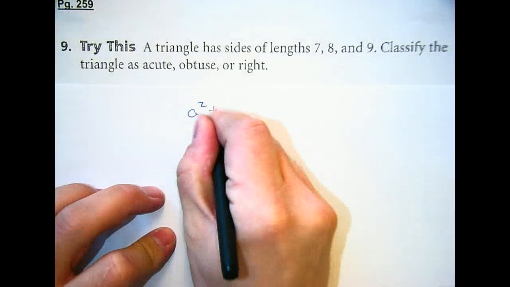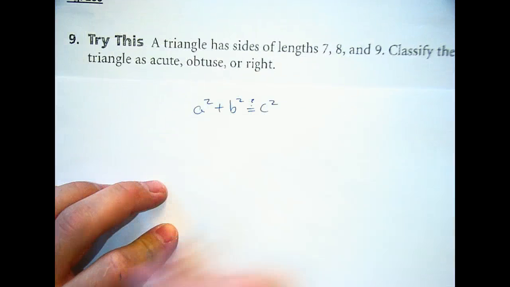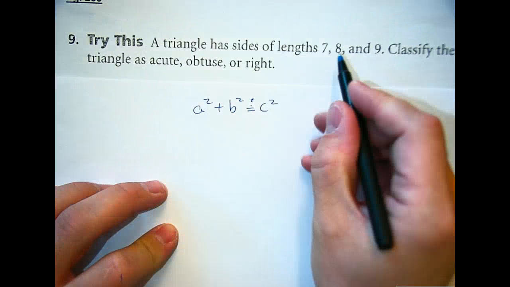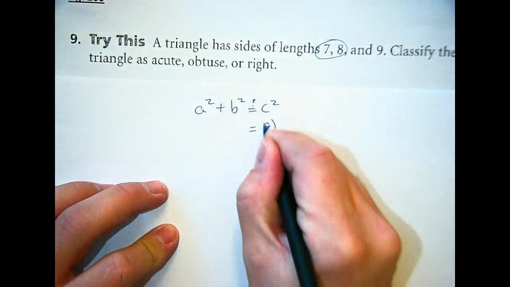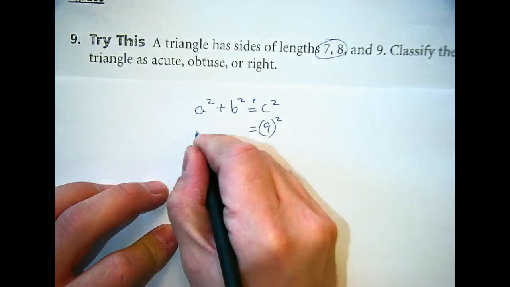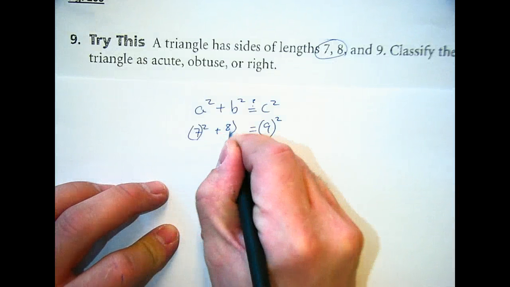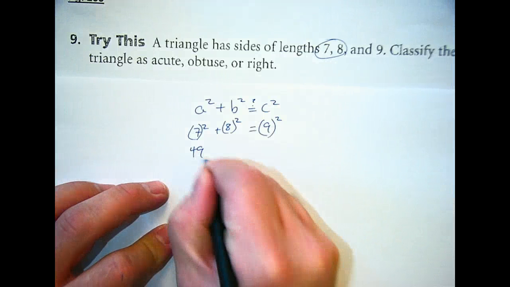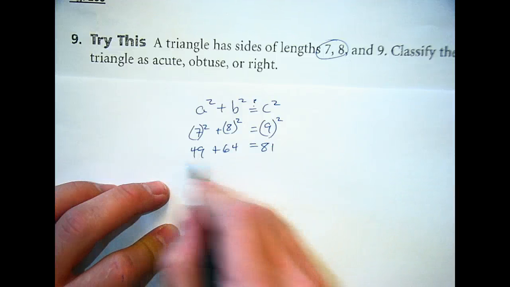a squared plus b squared equals c squared. Let's check it out. We'll put a question mark there. A and B are our two shortest. C always has to be the longest. So 7 squared, 8 squared, and 9 squared. 7 squared is 49, 8 squared is 64, 9 squared is 81. What's this make?